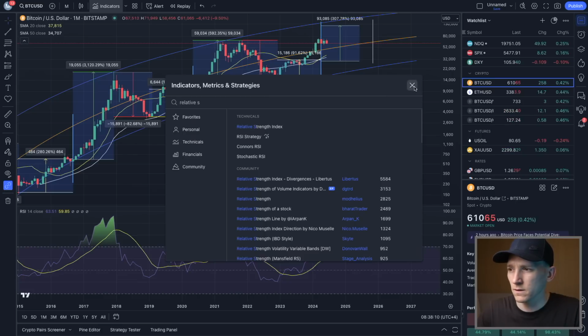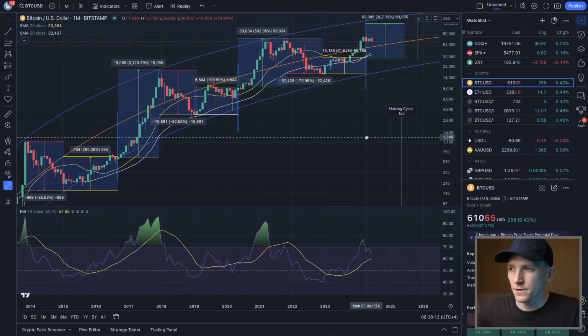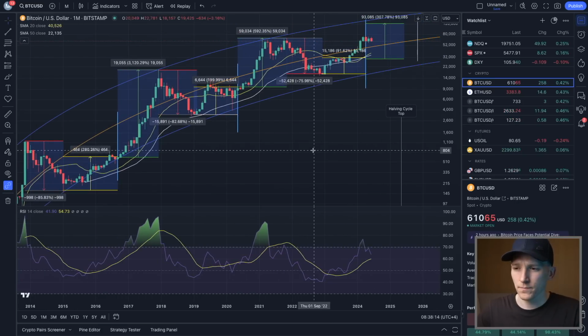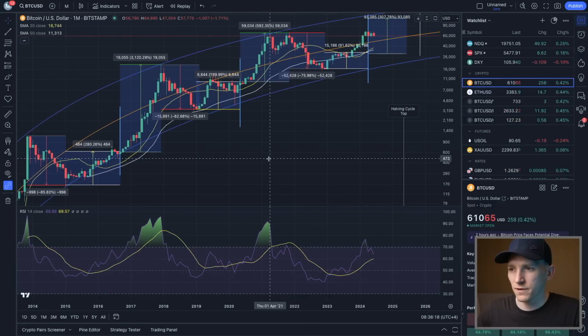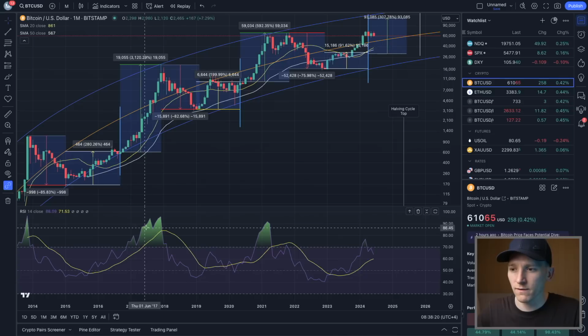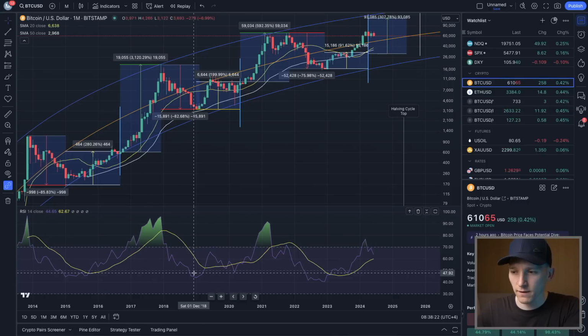This one here, so put that on. What does this show us? It shows us where the price, again, is relatively strong or relatively weak. Now, a lot of people would think that if the price is relatively strong, it's going to reject, right?